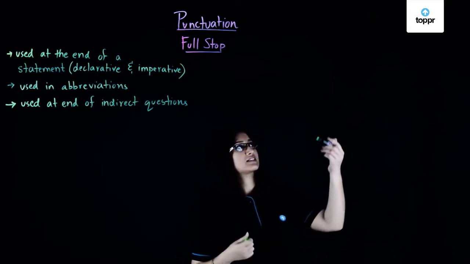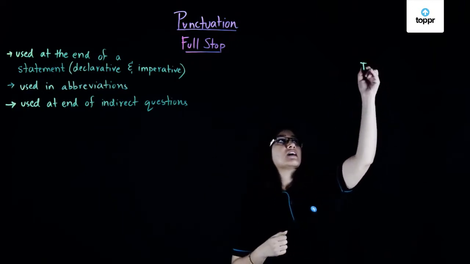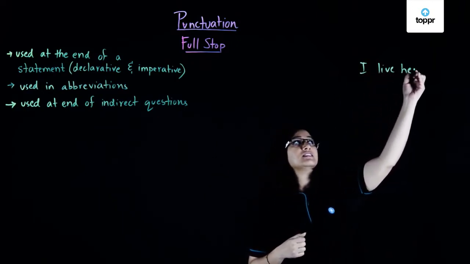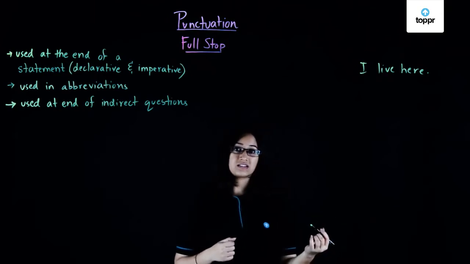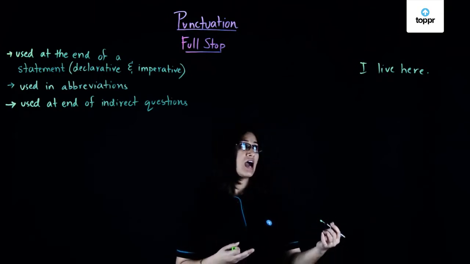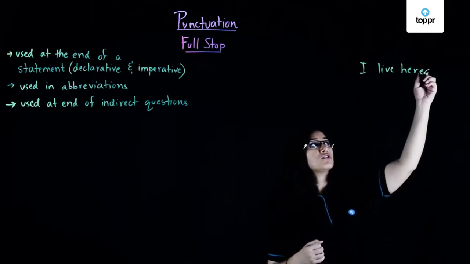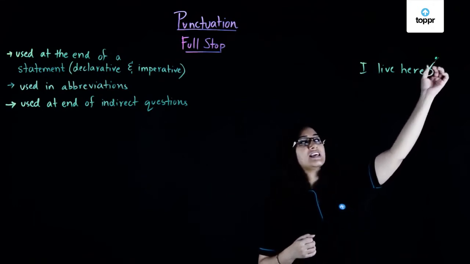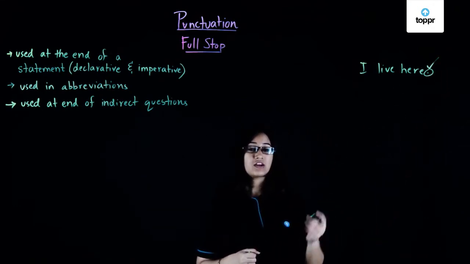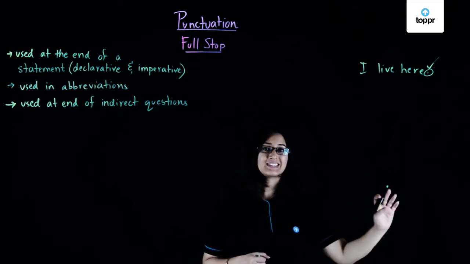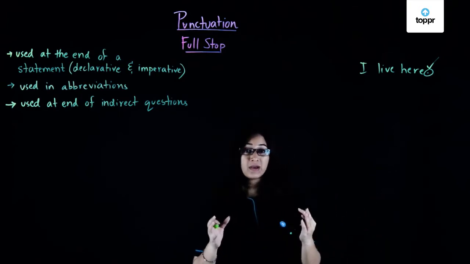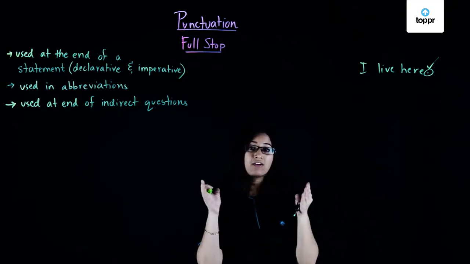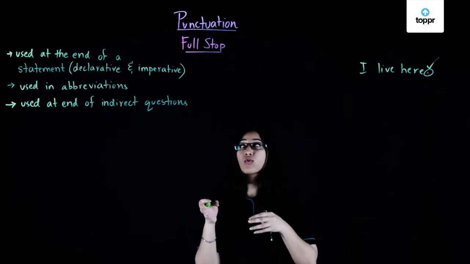Let's take a look at an example. If I have the sentence, "I live here.", this is a declarative sentence or a declarative statement. And I have placed the full stop or the period at the end of the statement to show that it is a complete sentence. So full stops basically signify that you have a complete sentence before it.